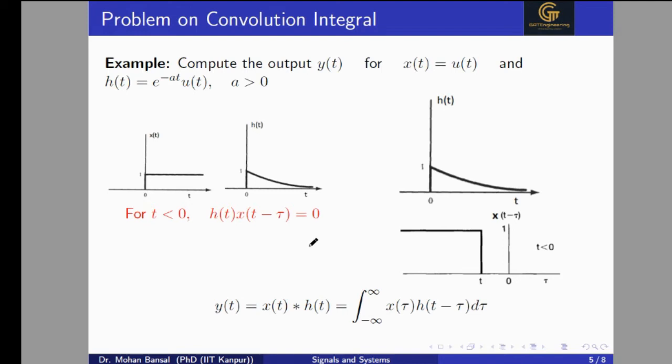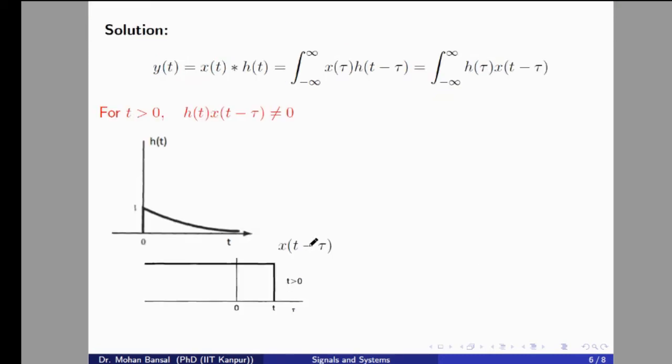For t less than 0, h(t minus tau) is equal to 0. Now for t greater than 0, we'll get the same kind of representation for x(t minus tau) or u(t minus tau), but here t is greater than 0, that is a positive value. So the signal will be defined from t to minus infinity.